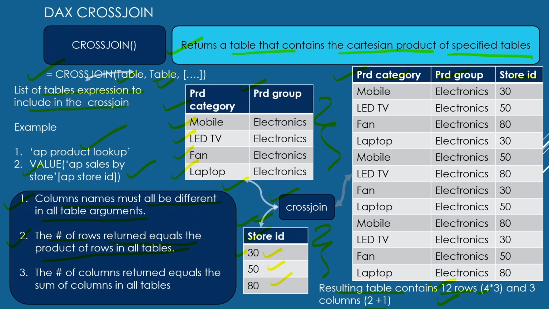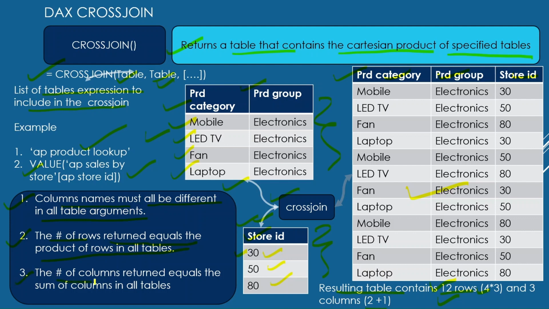So here the first table has four rows, the second table has 3 rows. So the resultant table is equal to the product of the rows. That's why here it has 12 rows, 4 into 3, the product of the rows of both tables.